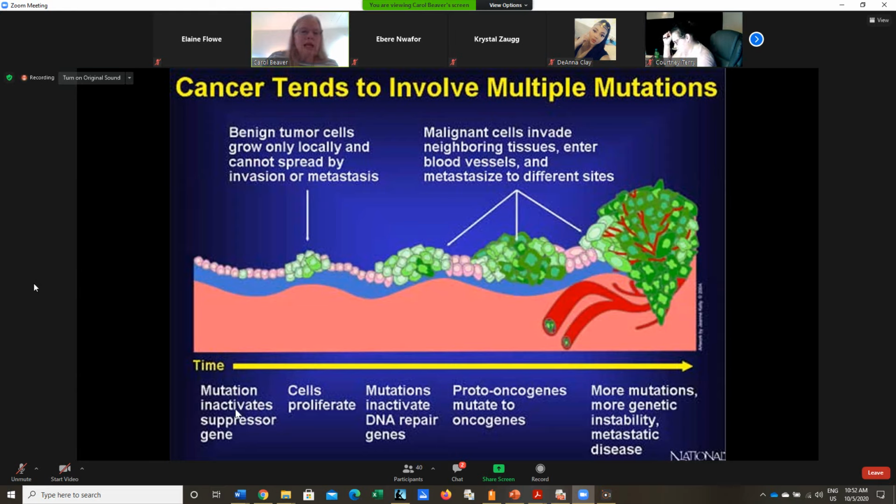So here we have a mutation that inactivates the suppressor gene. We want to suppress growth if we don't need those cells, so the mutation did inactivate that. Cells do proliferate. Mutations inactivate the DNA repair genes. So this was benign to start with, but then it inactivated the suppressor gene and the DNA repair gene, and then proto-oncogenes mutate to oncogenes. The more mutations that go on, the more genetic instability and metastatic disease. Tumor cells can be at any stage. Some of them can be well differentiated, and others can be so undifferentiated that you may not even be able to tell where the tumor came from.